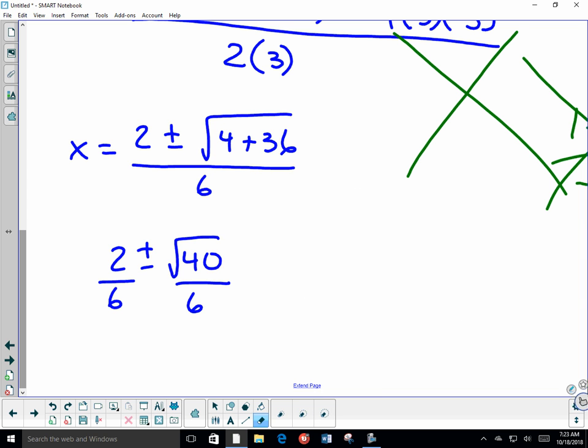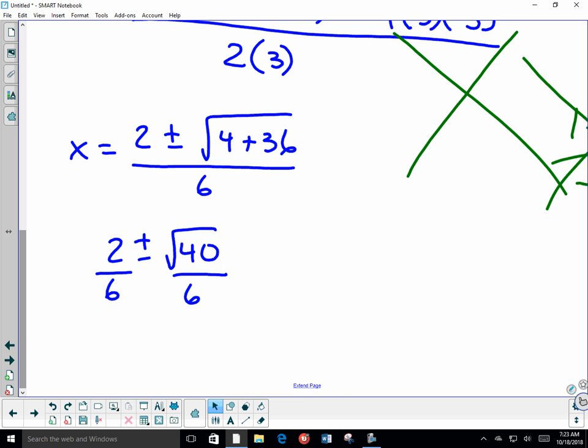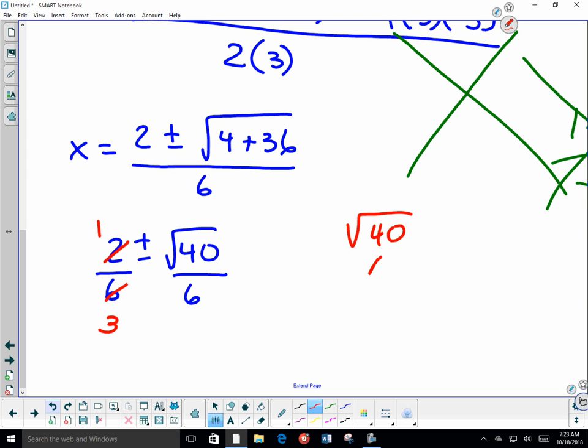Instead, we want to split it up into two separate fractions like we did right here. Now I can divide out and say 2 goes into 2 once and into 6 3 times. And here I can't divide out the 6 and the 40 because one's in a radical and one is not. So I'm going to have to simplify square root of 40. 4 goes into 40, and that's a perfect square, so I would split it up like this and get 2 square root of 10.